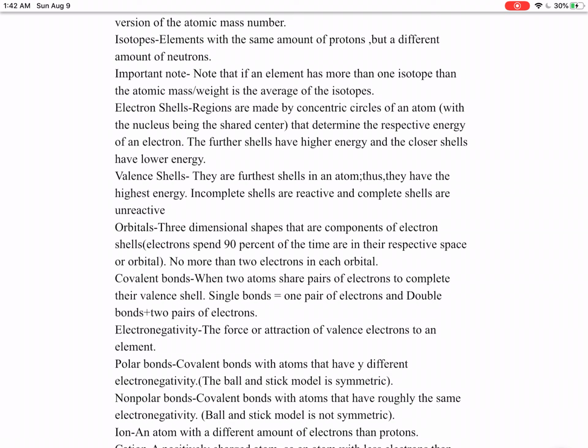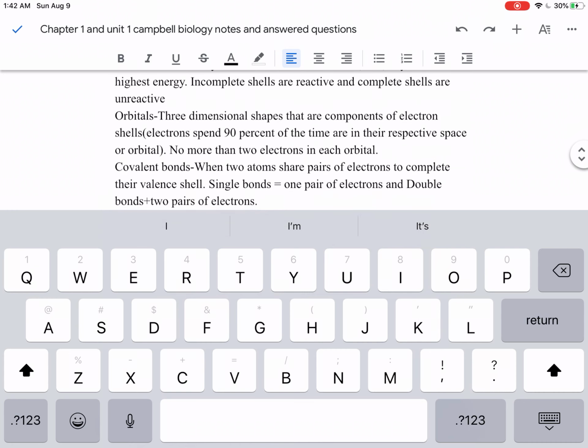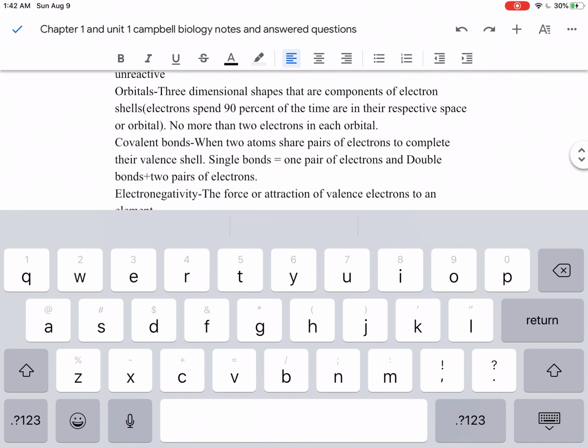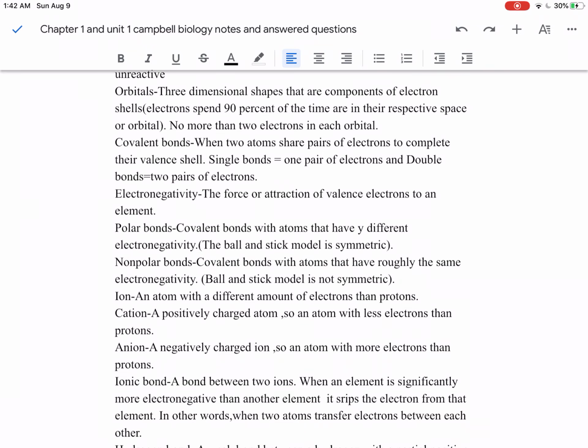Now, covalent bonds are when two atoms share pairs of electrons to complete their valence shell. Single bonds mean they only share one pair of electrons, and double bonds mean two pairs of electrons.